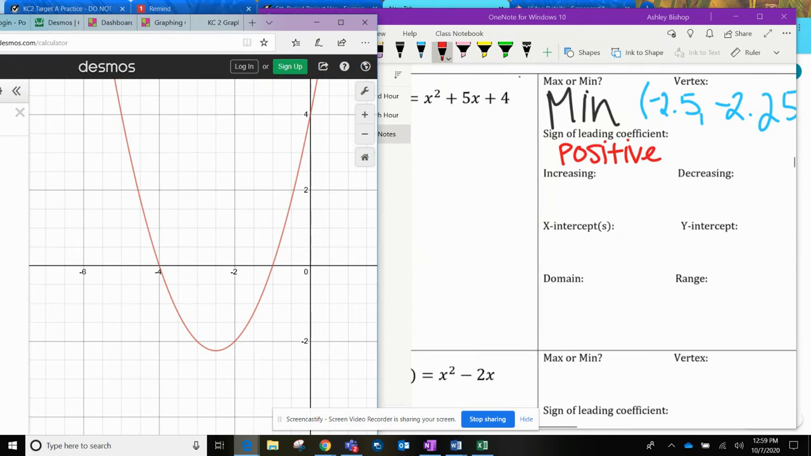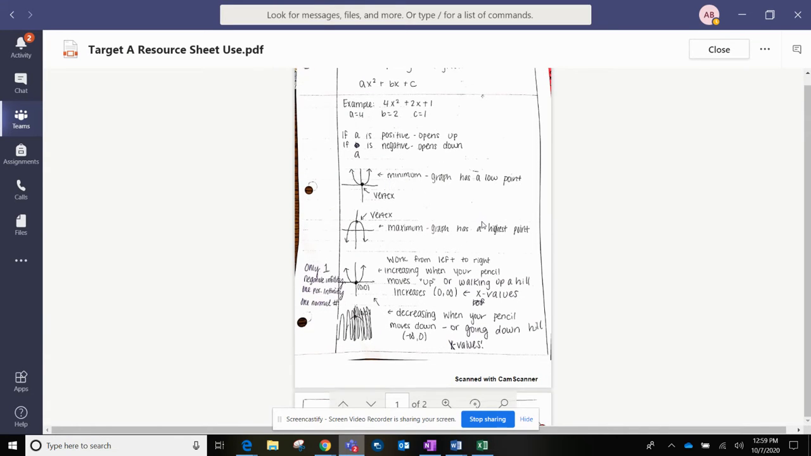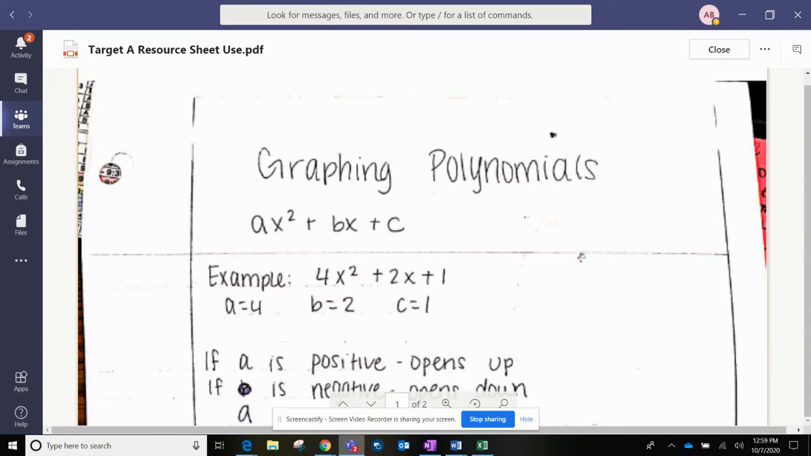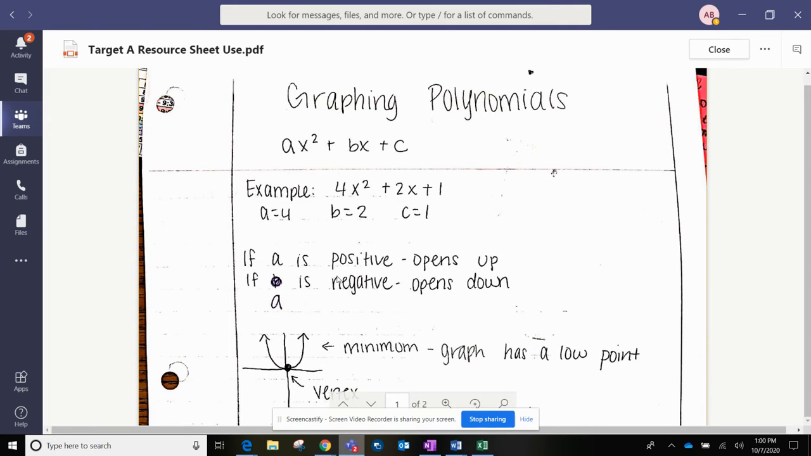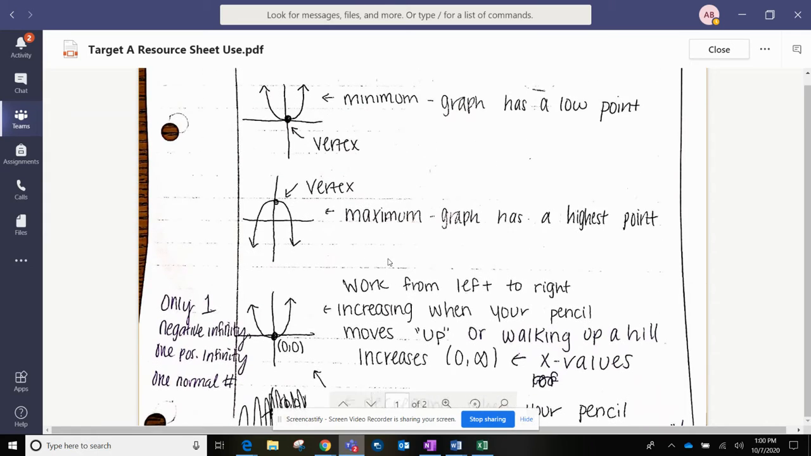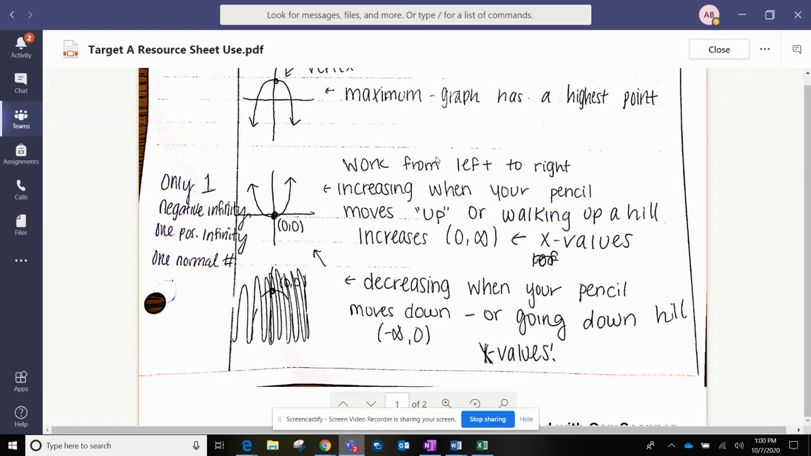All right, welcome back. And so we're going to do increasing and decreasing. And I want to point out again that your increasing and decreasing and any other thing that we've already talked about is on your resource sheet. Use your resource sheet. If A is negative, it opens down. If A is positive, it opens up. Your maximum and your minimum, I give you a picture of each one of those. And now I'm at increasing and decreasing.